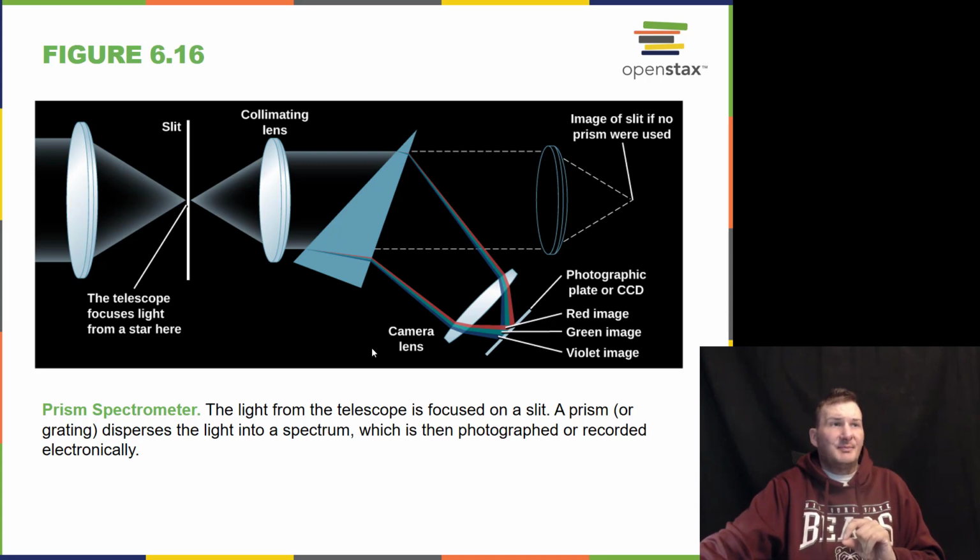Now, we can split that light up, like we talked about in chapter 5, into spectra, and the device we use, whether it be a diffraction grating or a prism, is called a prism spectrometer. We spread that light out to be focused right here at the camera area, the detector, the CCD.